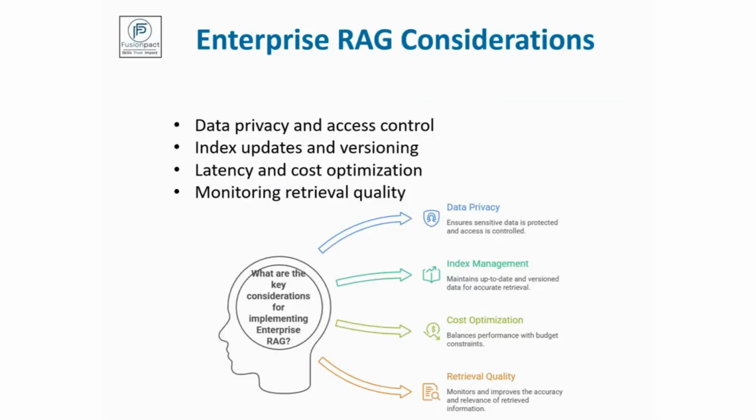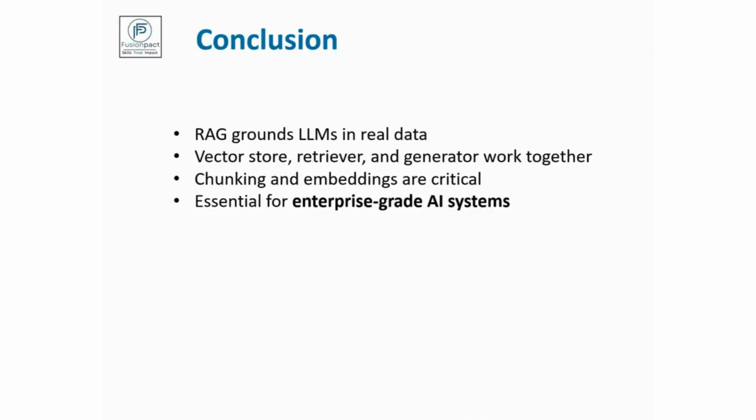Enterprise RAG considerations. Data privacy and access control. It ensures sensitive data is protected and access is controlled. Index updates and versioning. It maintains up-to-date and versioned data for accurate retrieval. Latency and cost optimization. Balances performance with budget constraints. Monitoring retrieval quality. Monitors and improves the accuracy and relevance of retrieved information.